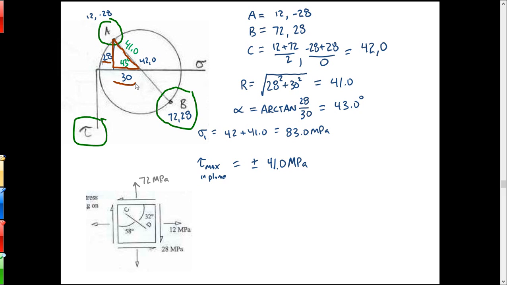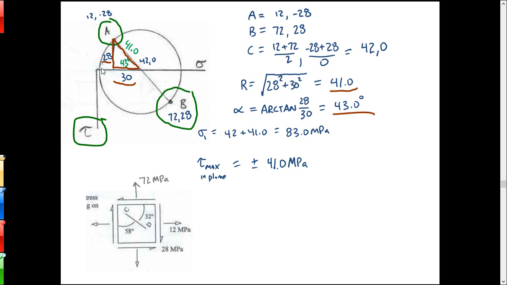So once I got the sides of the triangle, I can take the square root of the sum of the squares and I can get the hypotenuse. And I can do an inverse tangent and get the angle. So I got a 43 degree angle in there and a hypotenuse of 41. And see, the hypotenuse of the triangles, they're the radius for the circle. That's how that always works when you're doing this. So the radius of that circle is 41.